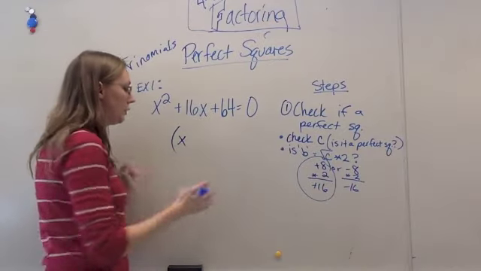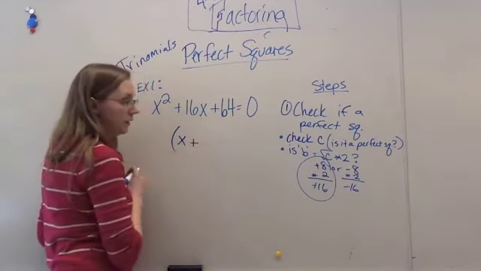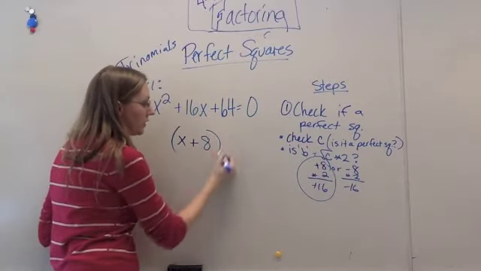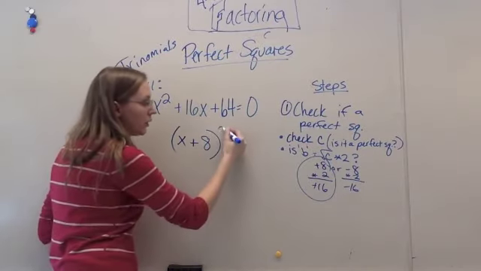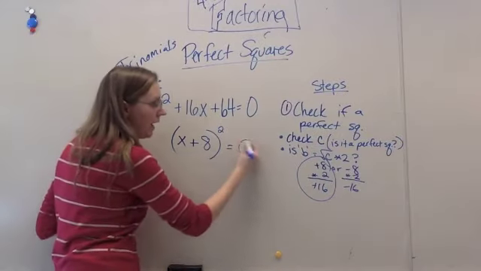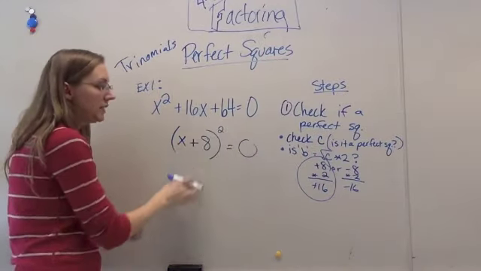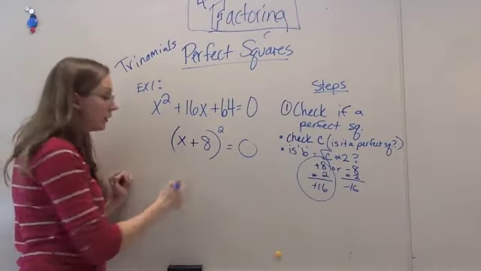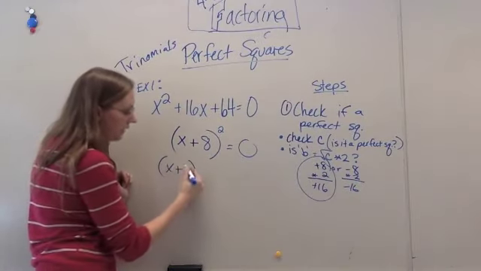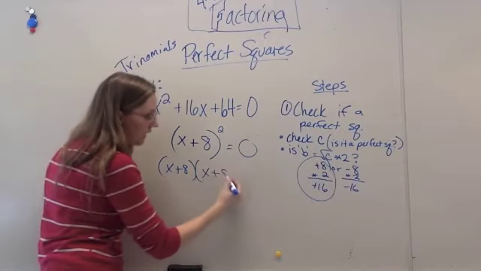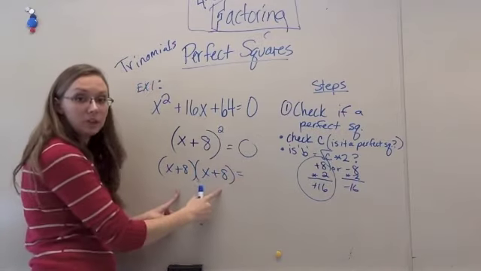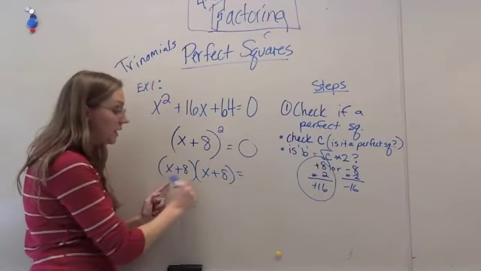We are going to add it to our x. And then we're actually going to square that. And that would be our factored form. Now when we square that, we're just saying take this and multiply it by itself. So really it's the same thing as x plus 8 times x plus 8. If you like it better this way, write it this way. Okay, it's the same thing just twice.